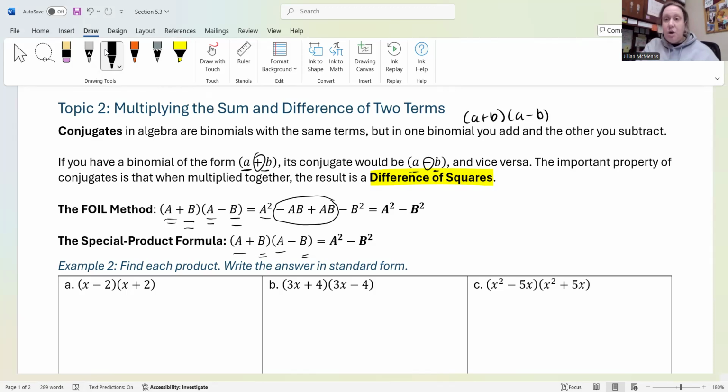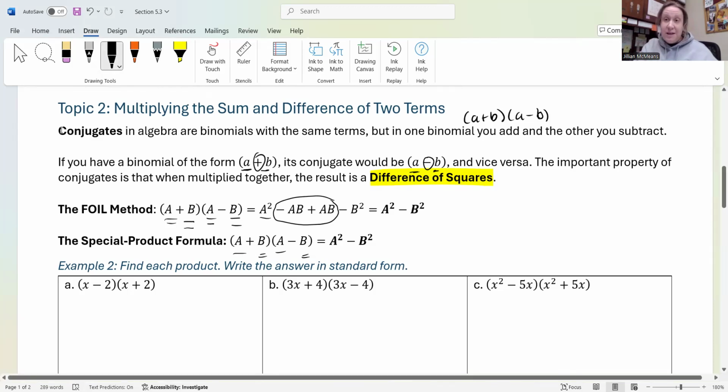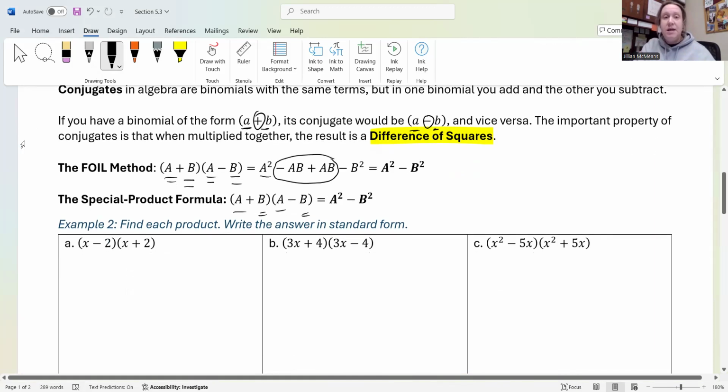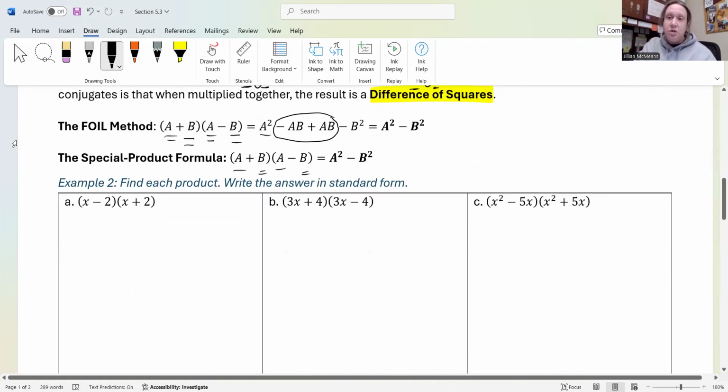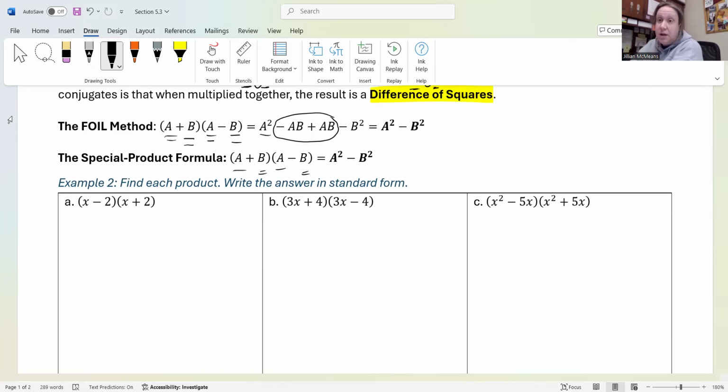because we know that those middle terms are always going to cancel out to become a zero, okay? Now, I'll show you the first couple of examples using the FOIL method just to prove to you that those middle terms are going to cancel out. And then for the last one, we'll just do the special product formula. Example 2 says find each product, write the answer in standard form. Like I said, I'm going to show you the FOIL method for the first two examples just to make sure you believe that those middle terms cancel. And then for this last one, we'll use the special product formula.